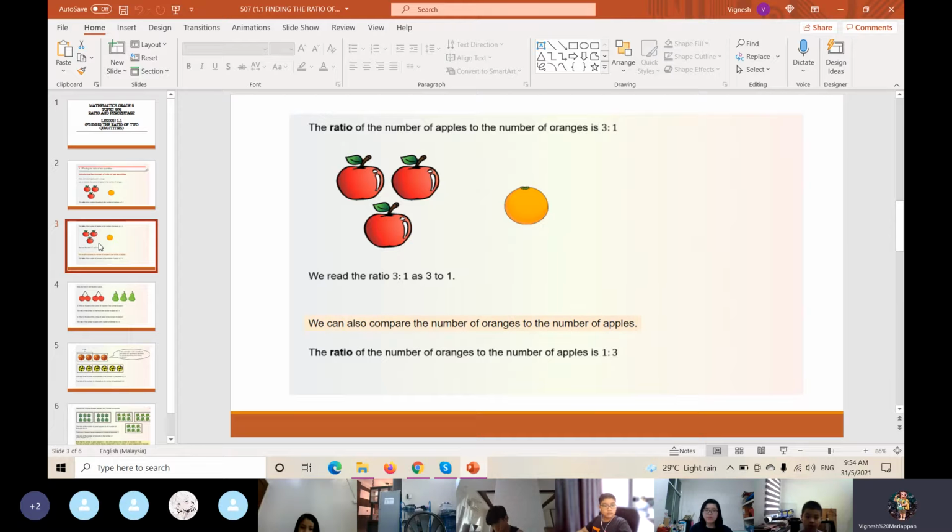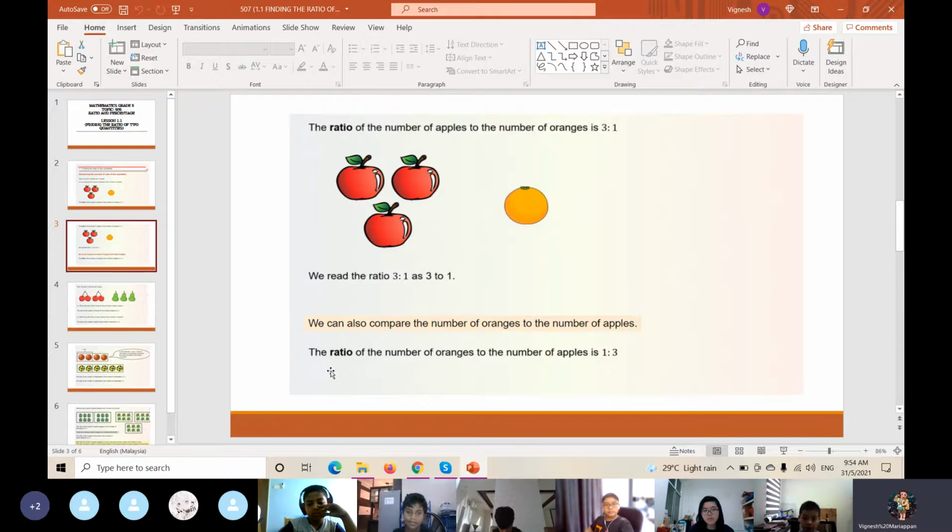Okay, let's say the ratio of the number of apples to the number of oranges is 3 to 1. Teacher says you can read the ratio 3 ratio 1 as 3 to 1. 3 to 1, this form is the word form. This one is the ratio form. If the question asked to write in fraction form, automatically you should know 3 over 1. Okay, so here we can also compare the number of oranges to the number of apples.